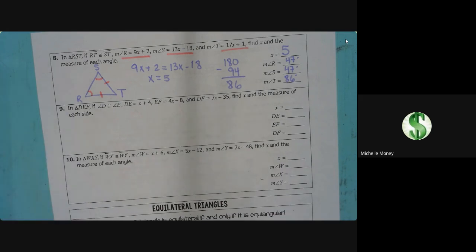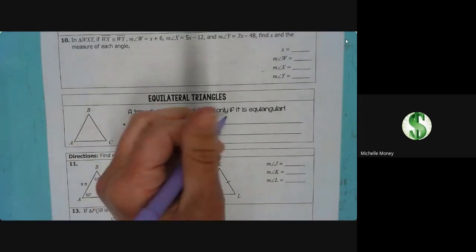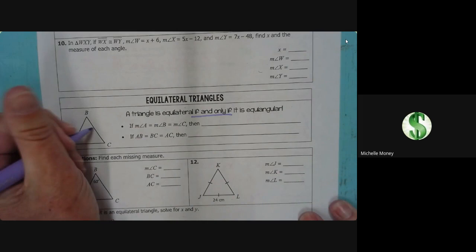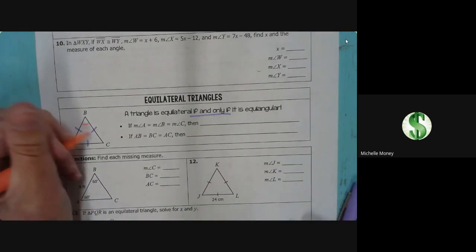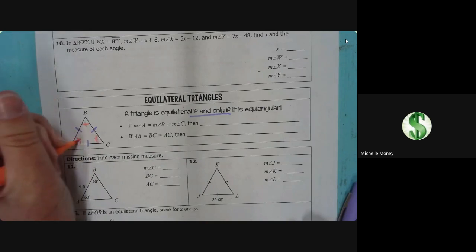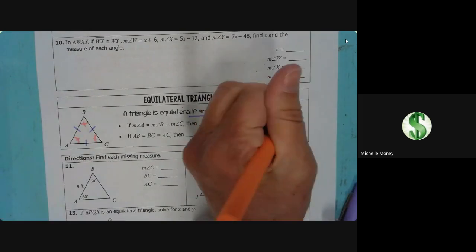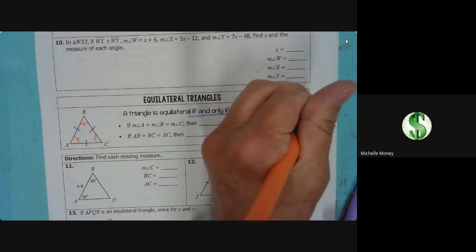All right, so I don't think we need to do the other ones. You guys can do those as well. Let's move on to equilateral. So equilateral, a triangle is equilateral if and only if, so there's no if and then here, it is equal angular. So we can say that forwards and backwards. A triangle is equal angular if and only if it's equilateral. So we know that equilateral is going to look like that. Equal angular is going to look like that.